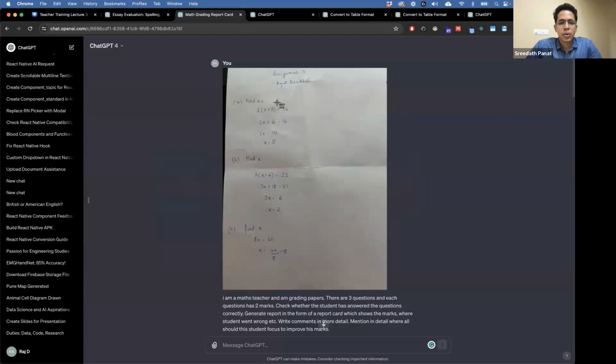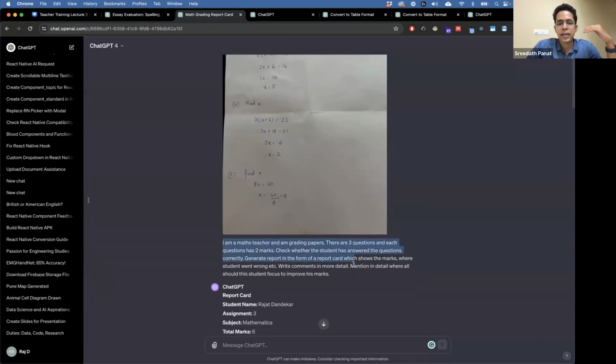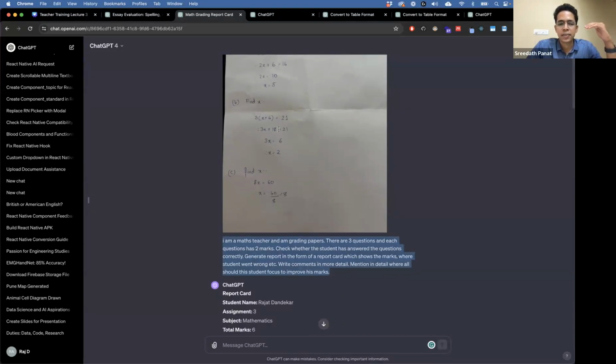So now let's see how we can use ChatGPT to evaluate this math paper. What we can do is upload the paper here and say: I am a math teacher. If you remember from prompt engineering, I am a math teacher and I'm grading papers. These are 3 questions and each question has 2 marks, so the total is 6 marks. Check whether the student has answered the questions correctly, and generate a report in the form of a report card which shows the marks, where the student went wrong, etc. Write comments in more detail.